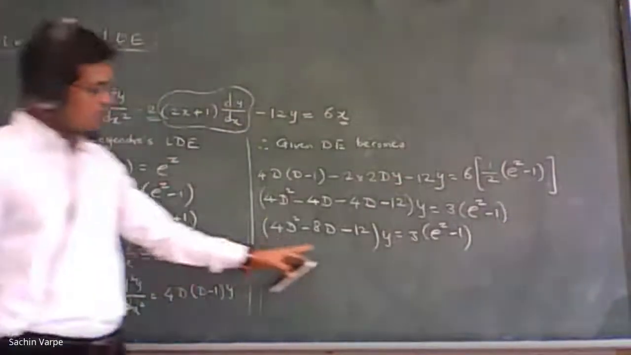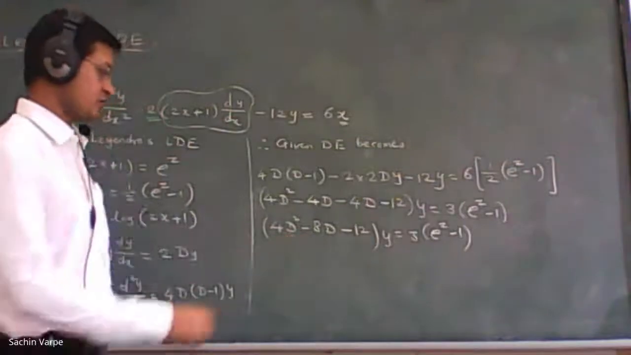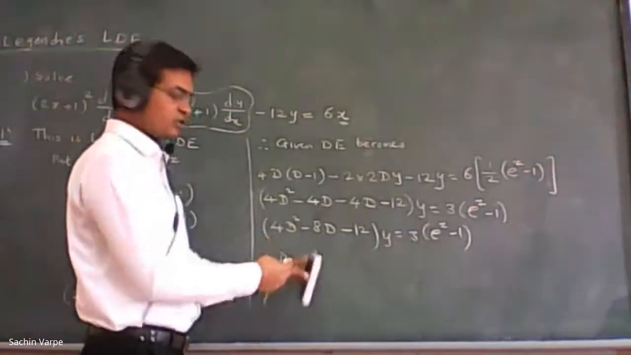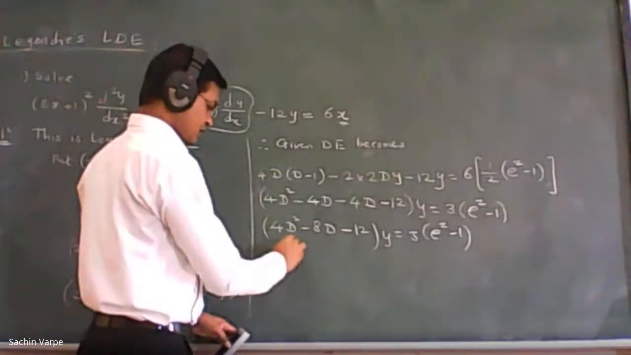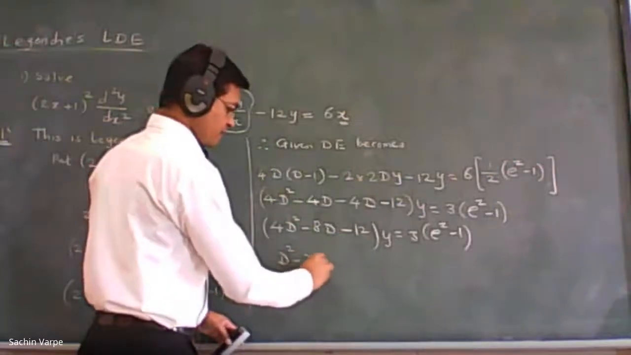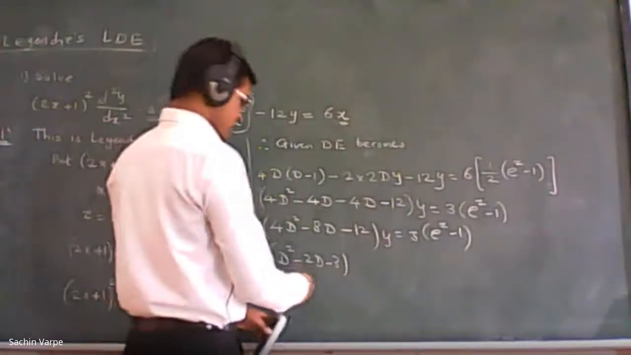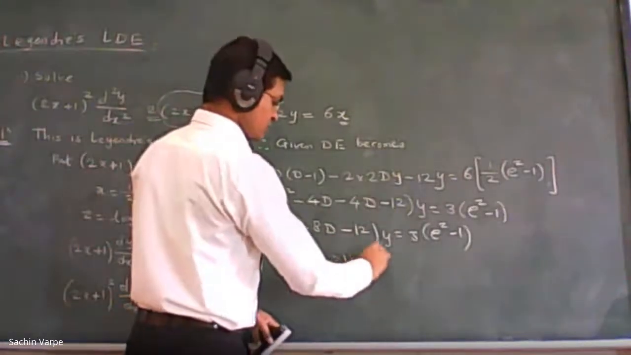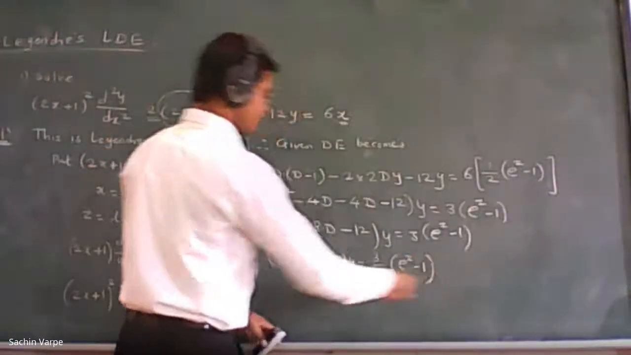Now, if I look at the left hand side, I can take 4 common from this, isn't it? It is not necessary to take, but for simplicity we can take. So D square minus 2D minus 3, which is easy to solve, into 4. That 4 I am taking to the right hand side. So 3 by 4 into e raised to z minus 1. Please check.